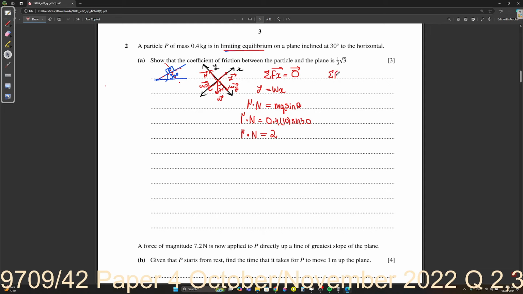How about sigma Fy equal to 0? What are my vertical forces? N and Wy. So N is equal to Wy. So N is equal to mg cosine theta. So 0.4 times 10, because mg, let me write mg cosine theta.